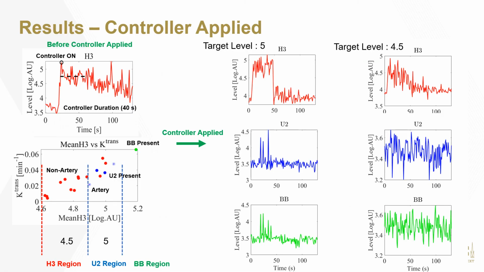And from our previous data, we set 2 target levels, one level from where only third harmonic was present, and the other from a region where some second ultraharmonic was present. The controller algorithm was applied for 40 seconds after microbubble arrival to the brain, and we were able to maintain the target levels for each of the different target levels.